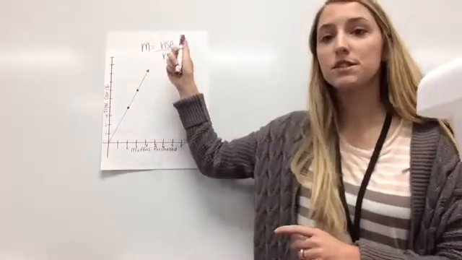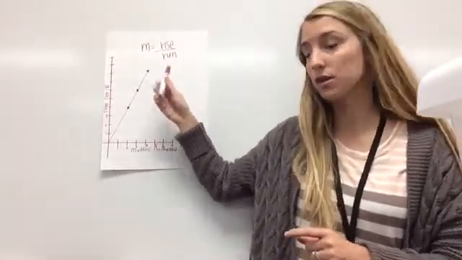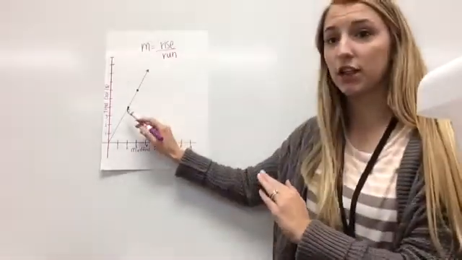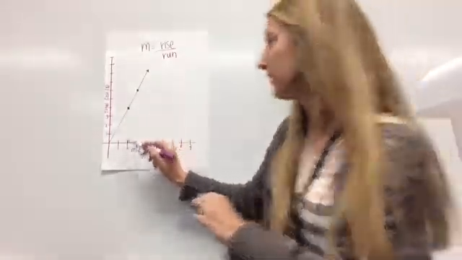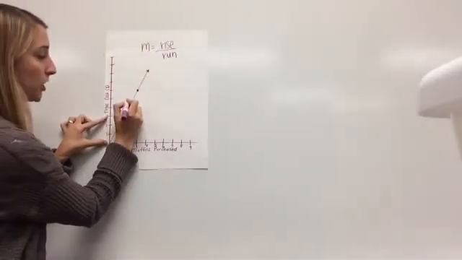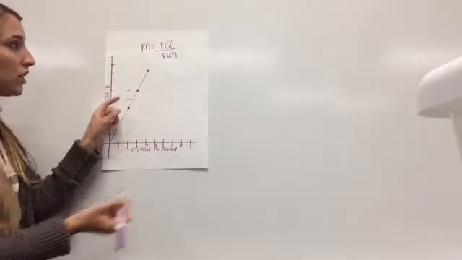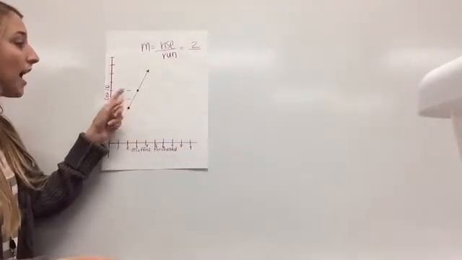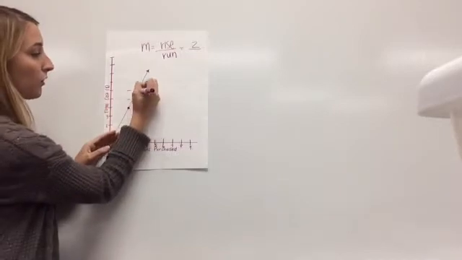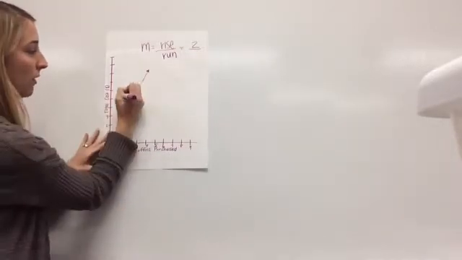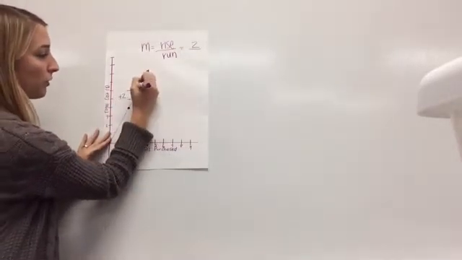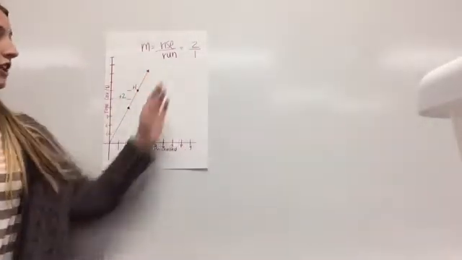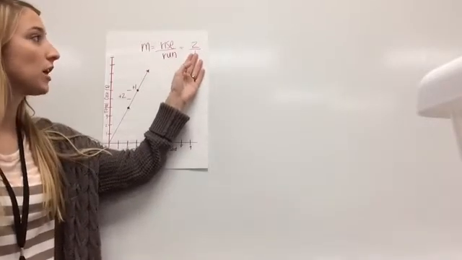So we said the rise was the vertical change and the run was the horizontal change. First, we're going to start at the lower point and count up. 1, 2. So the rise, we rose 2, and it's a positive 2 because we went up. And then we went over 1. So up 2 over 1. And we went to the right, so that means it's a positive 1. 2 over 1 is our slope.